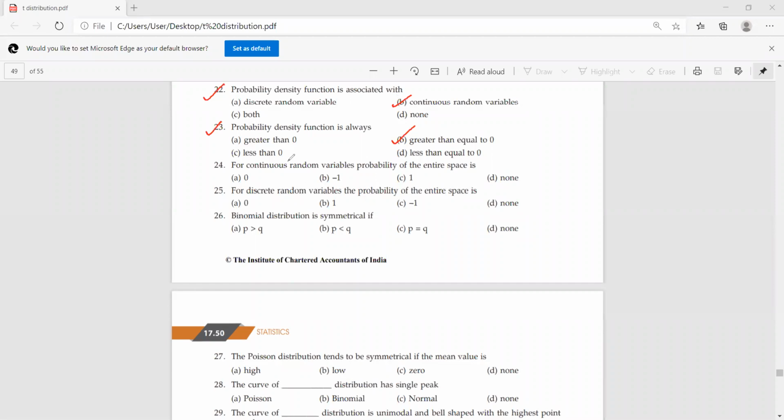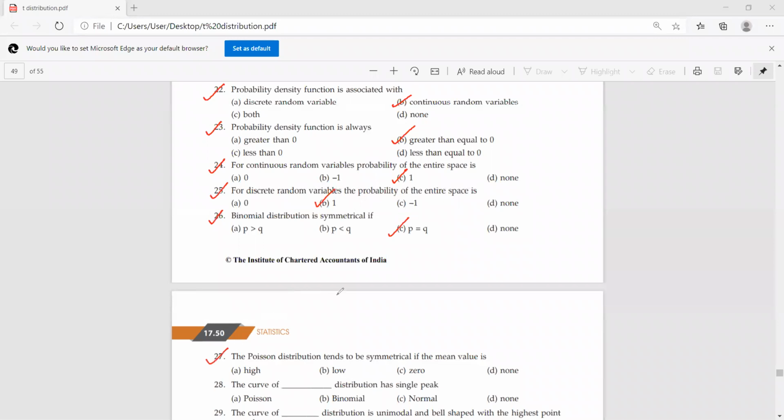Then next, for continuous random variables, probability of entire sample space is, अरे कंटिन्यूस हो या डिस्क्रीट हो, सैंपल स्पेस का प्रोबेबिलिटी क्या होता है? It is always 1. डिस्क्रीट के लिए भी it will always be 1. Okay. 26, binomial distribution is symmetric if P is equal to Q.